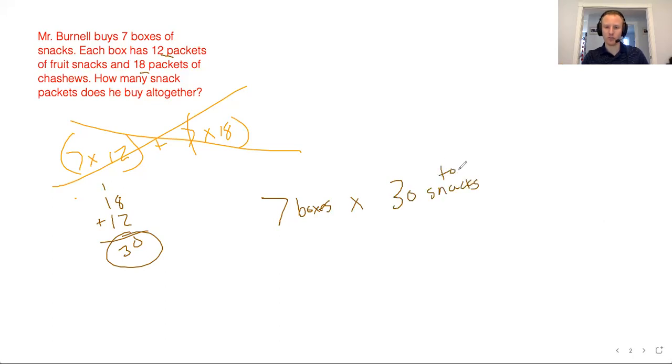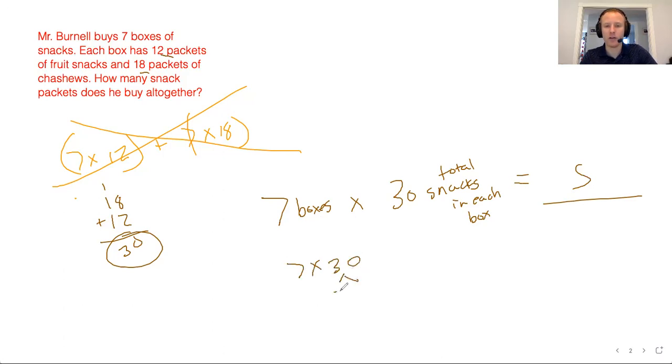30 total snacks in each box. That's what I'm trying to solve, right? Equals S. So I can do this multiplication relatively easily. I can do 7 times 30.